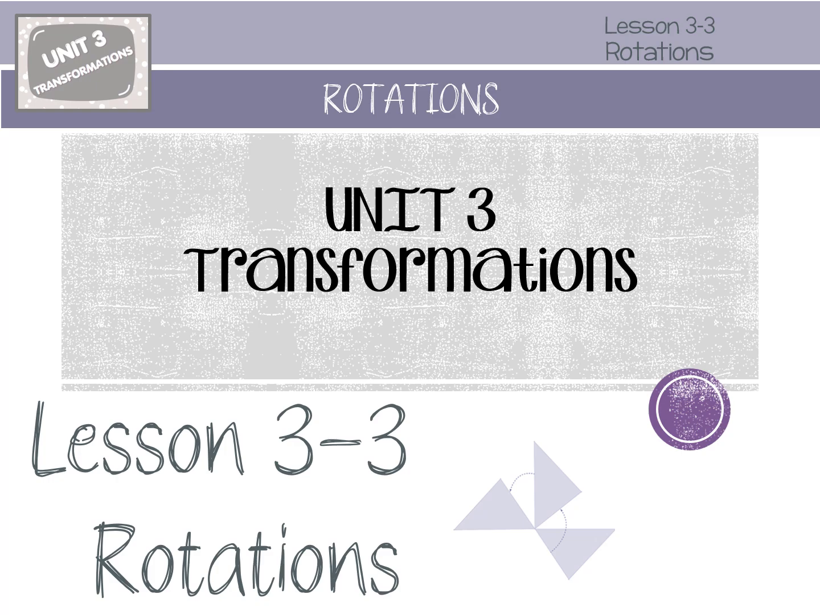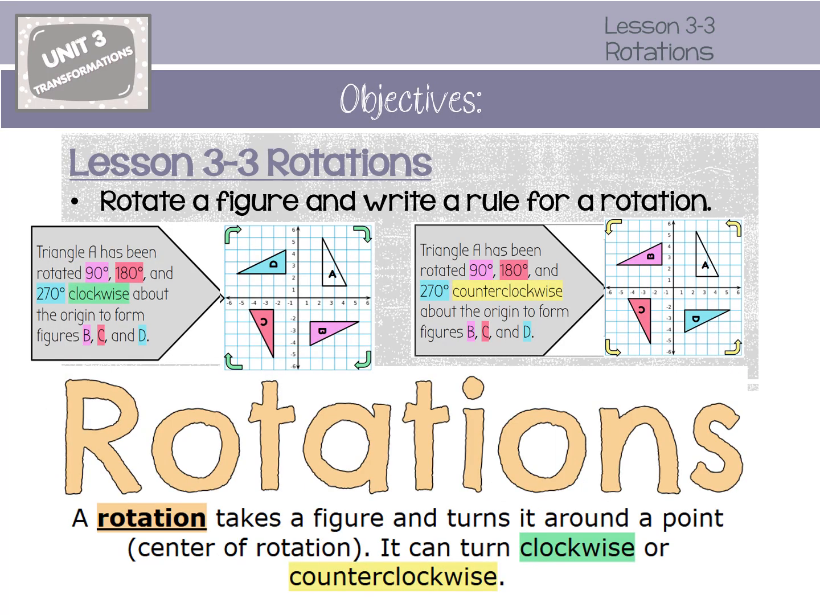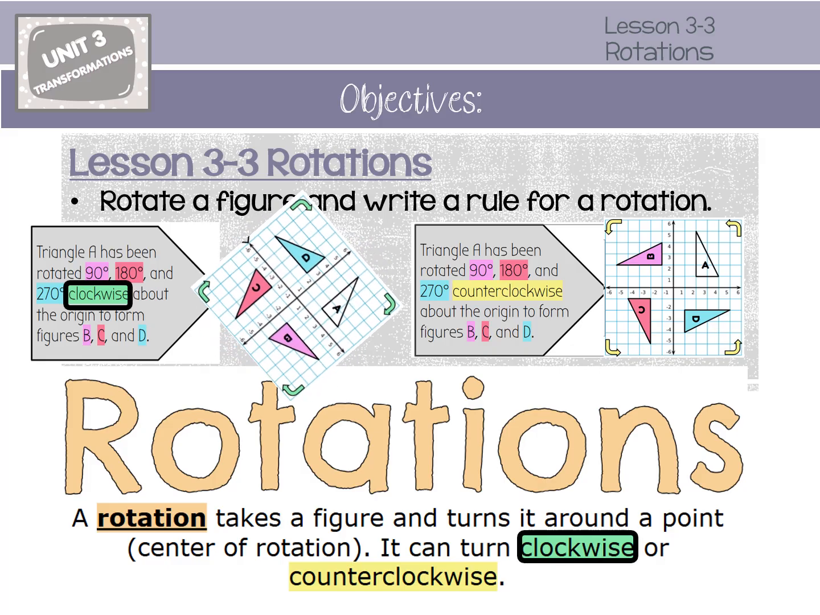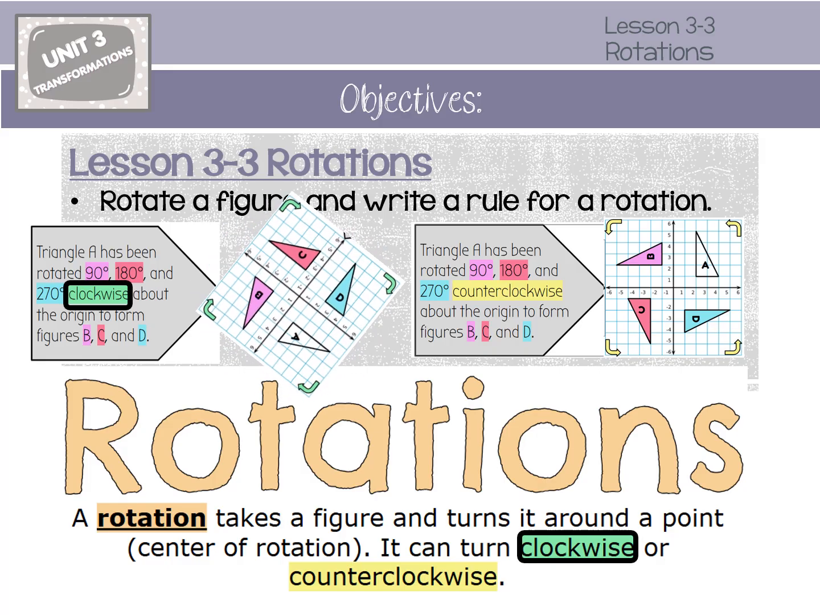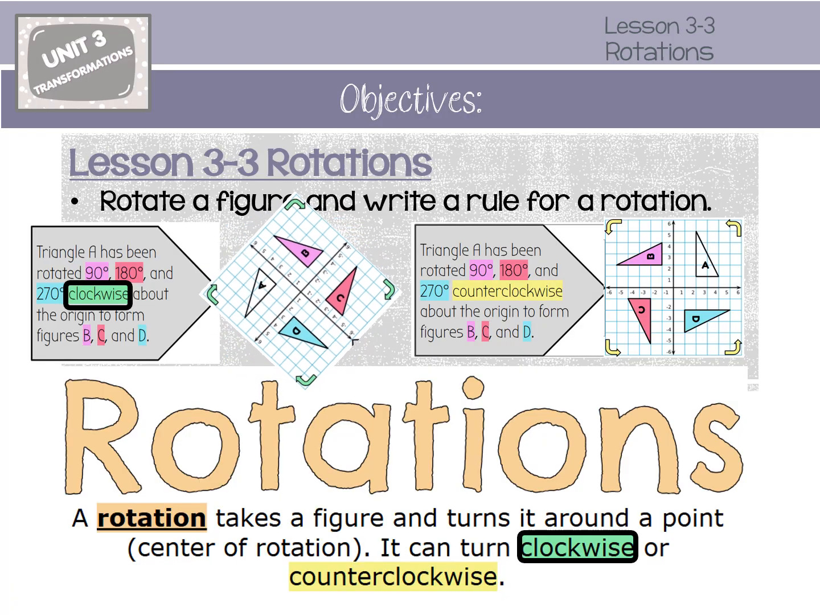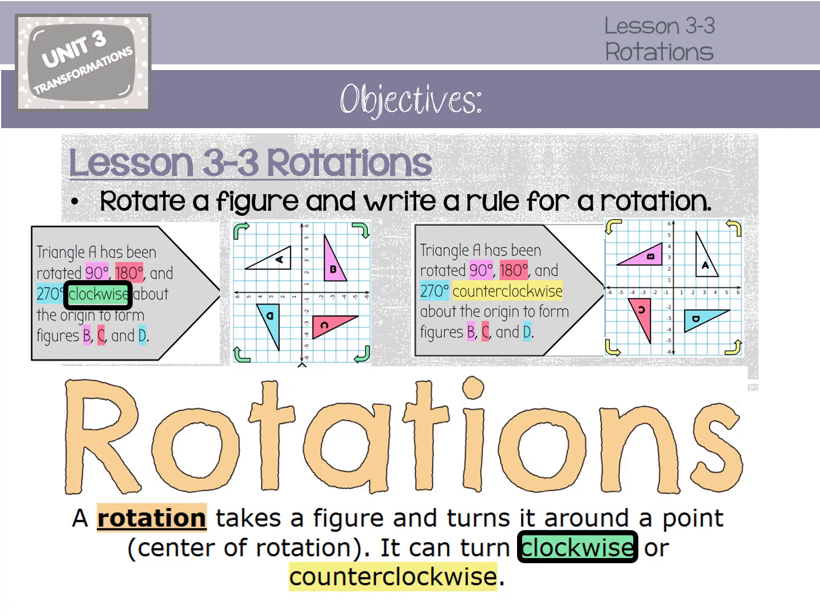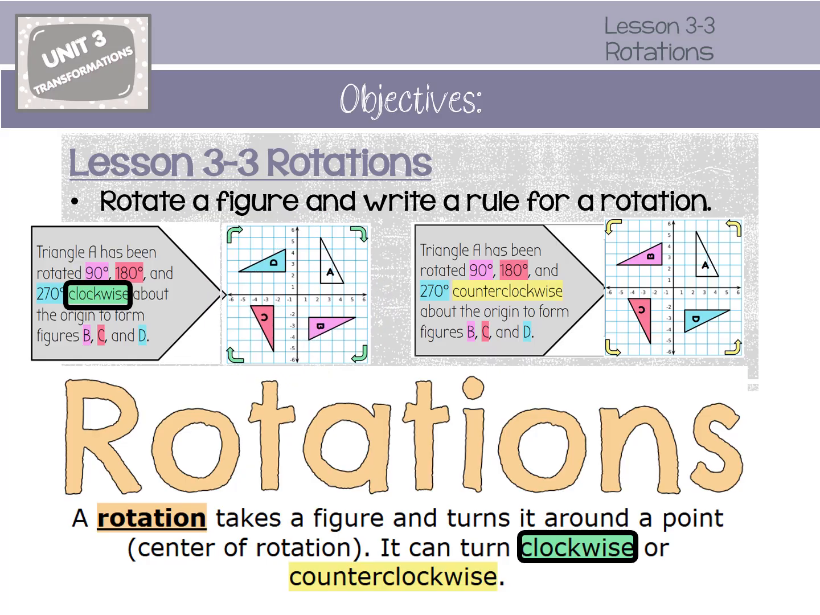Unit 3 transformations, lesson 3.3 is rotations. Triangle A in that first diagram off to the left has been rotated clockwise 90 degrees, 180 degrees, 270 degrees about the origin to form those triangles, and now it's right back where it started. We can also do counterclockwise rotations.